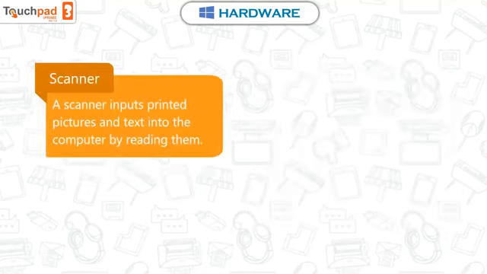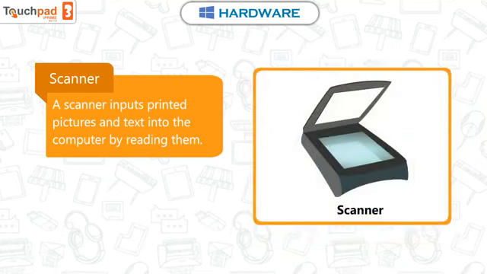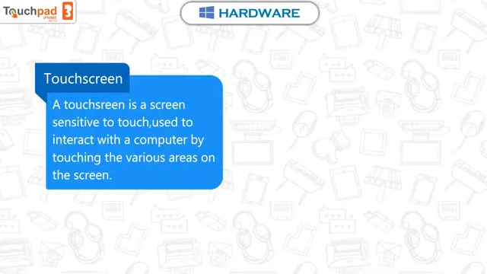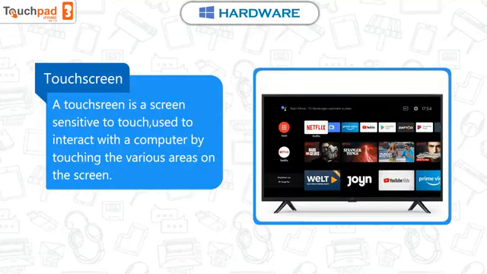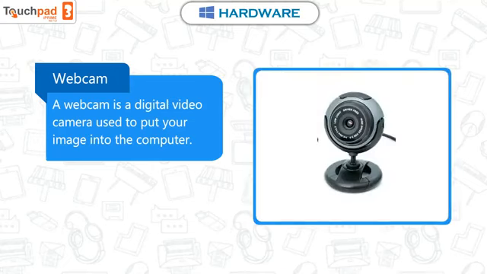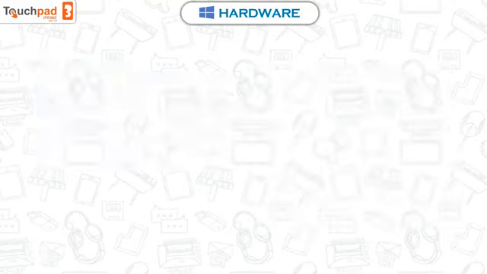A scanner inputs printed pictures and text into the computer by reading them. A microphone is used to record voice, music and sound into the computer system. A touch screen is a screen sensitive to touch, used to interact with the computer by touching the various areas on the screen. A webcam is a digital video camera used to put your image into the computer.